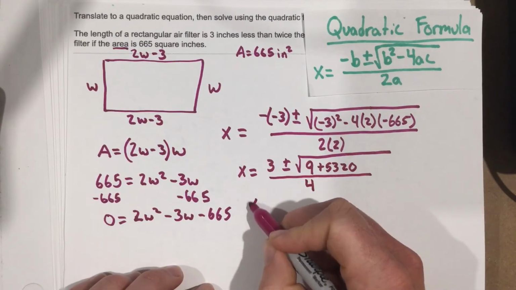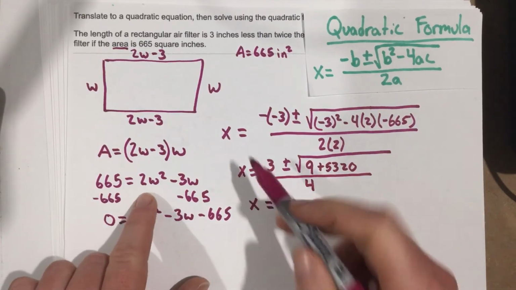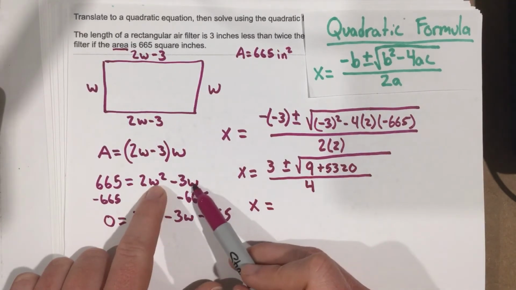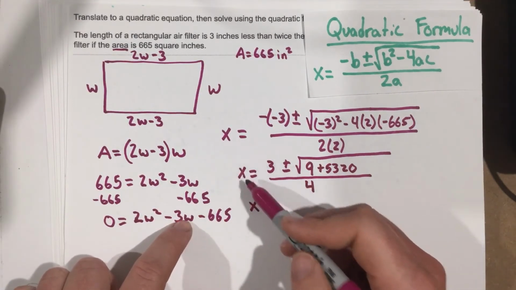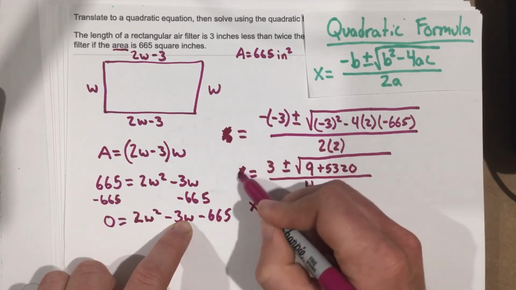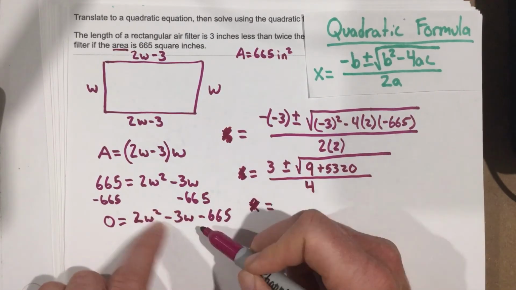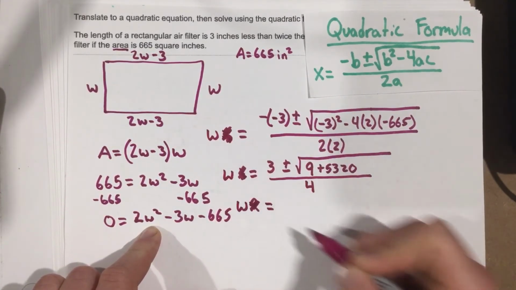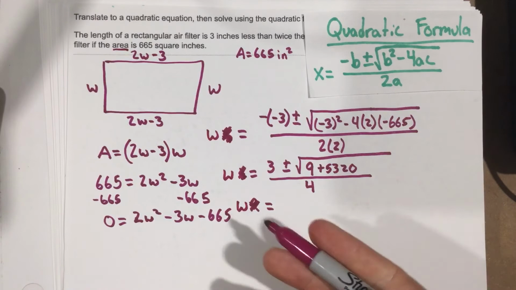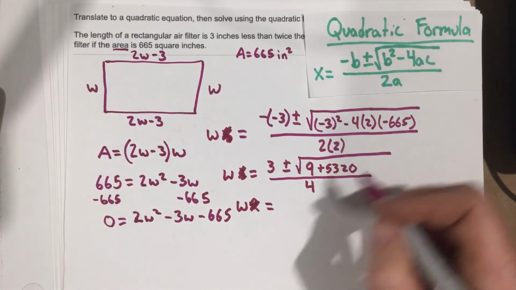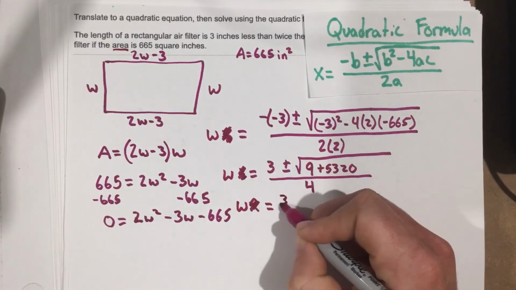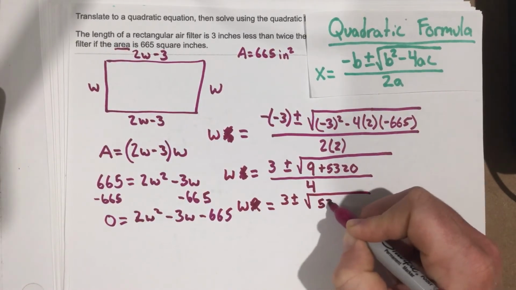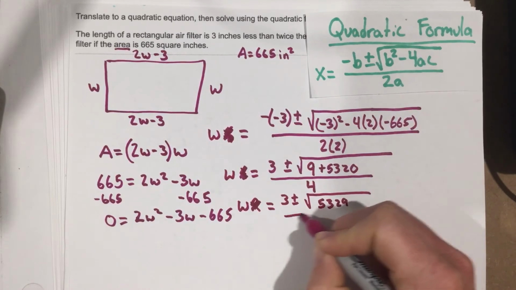So x equals, and you know, I shouldn't actually be using x here. Our equation had a w in it, right? So it's not x equals, it's the width. We're finding the width right here, right? Because our equation has w in it. It makes sense to use w. You get so used to using x, right? But this is a word problem. They tell you it's w, you should use w. So this is 3 plus and minus root 5329 over 4.